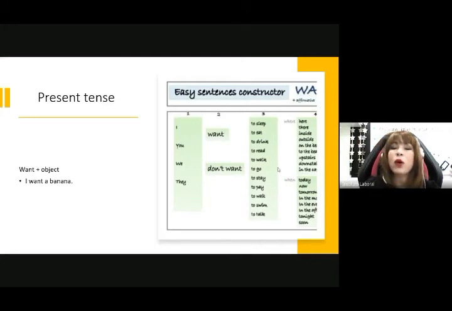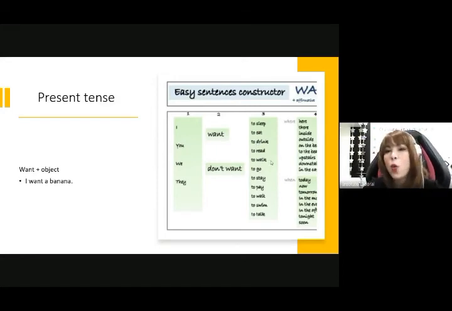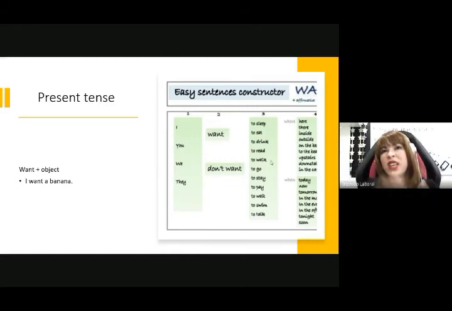Okay. We can also combine this with where. I want to sleep here. This is an adverb that indicates a place. I want to sleep here. I want to eat there. I want to drive inside, I don't know, a cruise. I want to read in my bed. I want to ride upstairs.